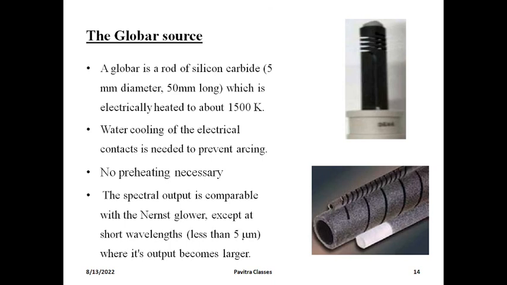Spectral output is comparable with the Nernst glower except at short wavelengths. So the globar source does not give output at the short wavelengths. The signal cannot be generated. This is the disadvantage of the globar, whereas the Nernst glower output becomes larger.